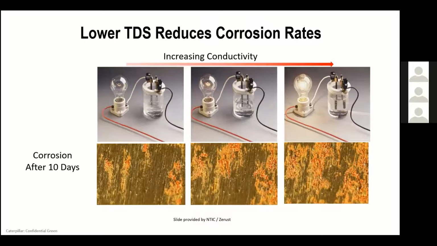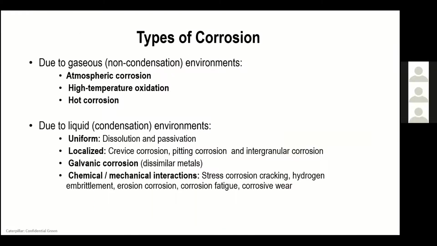And underneath there, it's showing a relative comparison. I'm saying relative comparison because all water is going to show corrosion, as I mentioned, when exposed to a ferrous type of substrate. But you can see that there's a lot more corrosion when the light bulb is pretty bright because of the total dissolved solids. So again, the higher the total dissolved solids, the more corrosion you're going to have.